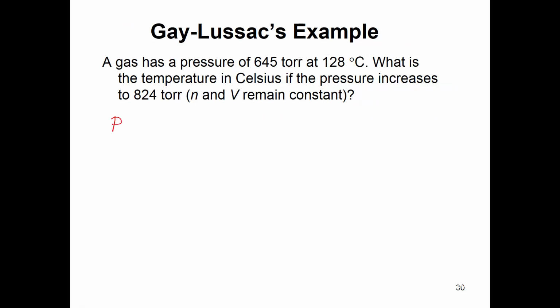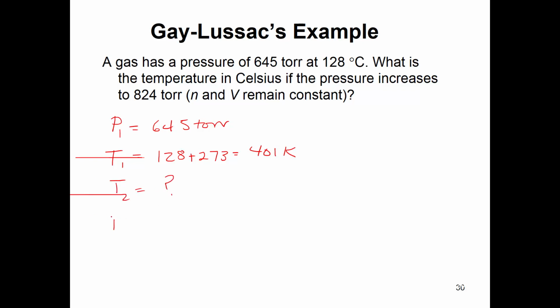Alright, now, Gay-Lussac. So we said P1 is 645 torr. And T1 was 128 plus 273, which was 401 K. T2 is what we're looking for if the pressure is 824.